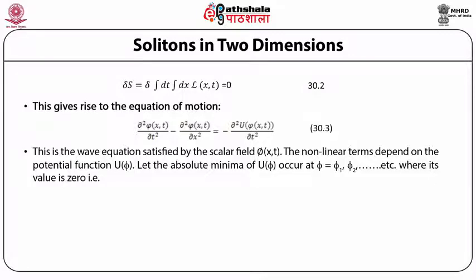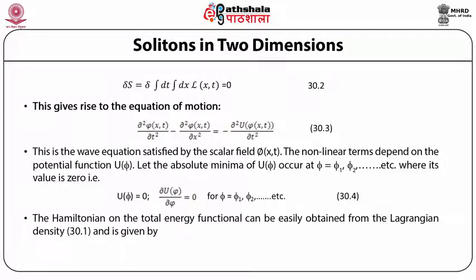Let the absolute minima of U of phi occur at phi is equal to phi 1, phi 2, etc., where its value is 0. That is, U of phi is equal to 0, or del U by del phi is equal to 0, for phi is equal to phi 1, phi 2, and so on.